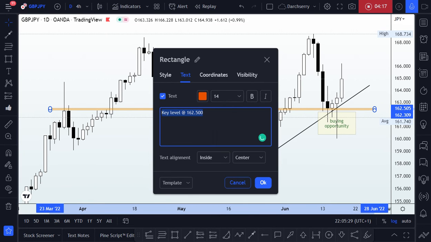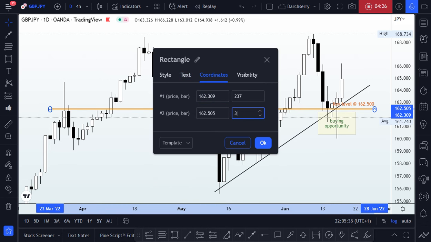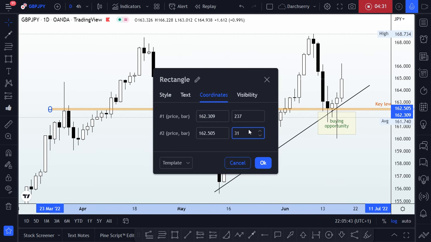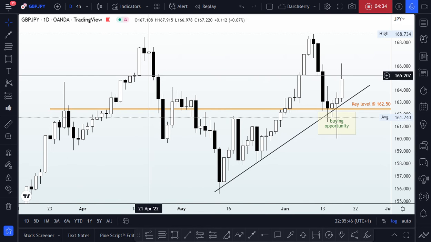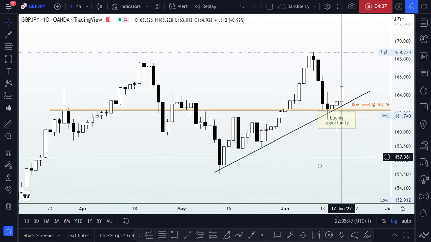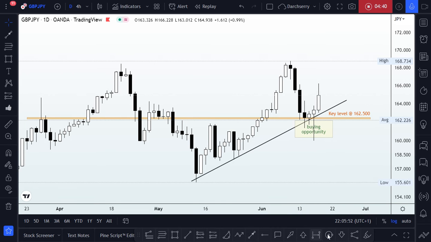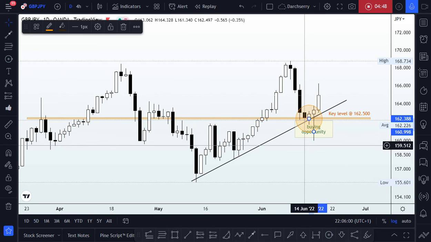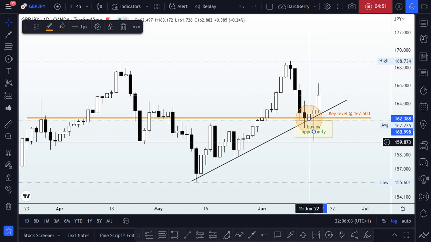Give it a gold color and place it at the right hand side of our screen so that we can have an eye on this as we go on with our analysis. So this is what we have here at this point. We can see that the buying opportunity zone shares a confluence with both the key level at 162.500 and the bullish trend line around that area, making this area more or less a very significant and sensitive area we need to watch out for as we head into the new week.